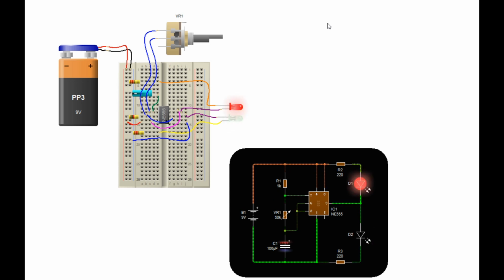2. Charging phase. With the output high, the capacitor C1 starts charging through resistors R1 and R2. The charging time depends on the values of R1, R2, and C1. 3. Threshold reached. When the voltage across C1 reaches 2/3 of the supply voltage, the threshold comparator inside the 555 timer triggers, causing the output to go low. 4. Discharging phase. With the output low, the capacitor C1 starts discharging through resistor R2 and pin 7, discharge. The discharging time depends on the values of R2 and C1.